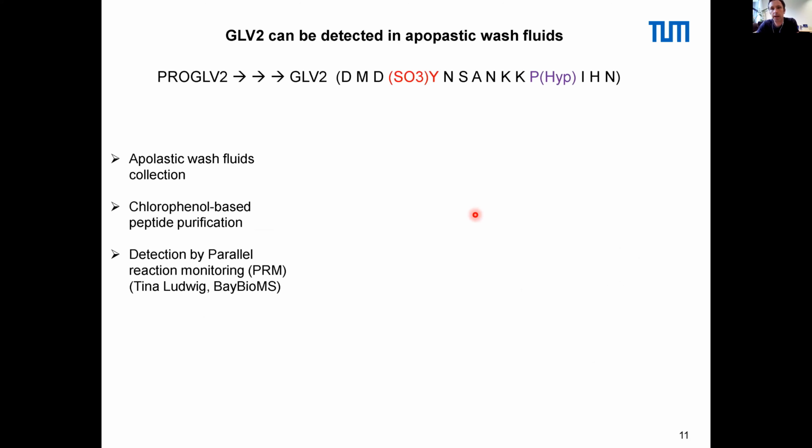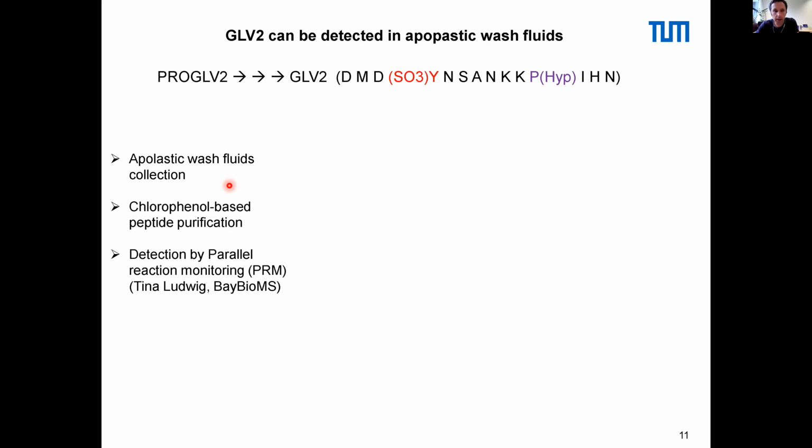So Golvin peptides are produced as larger propeptide precursors and require several steps of post-translational modifications for peptide maturation, including proteolytic cleavage of the precursor, as well as tyrosine sulfation and hydroxylation of a conserved proline residue. And so we were interested whether we can actually detect the Golvin-2 peptide also in leaf extracts, so in apoplastic wash fluids, which only contain the extracellular space, so what the plant cell actually secretes.